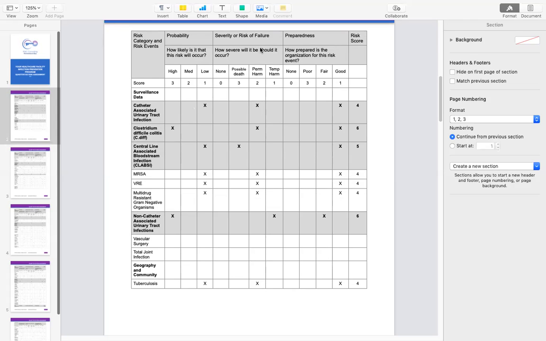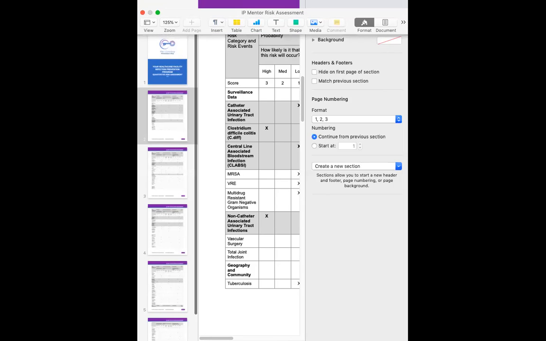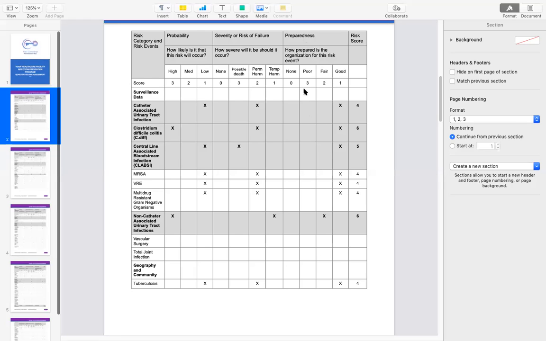Then how severe will it be should it occur? So there's a chance there could be some permanent harm here. You might rank this differently just depending on your past experience. And then how prepared is your organization for this to occur? And then you put on here if it's none, poor, fair, or good. So I would say if you have a plan in place and you feel like your staff are compliant with the plan, then you could probably rate that good. If you don't have a plan in place, or maybe you have a plan in place, but your staff are not compliant with the plan, you might go with fair.